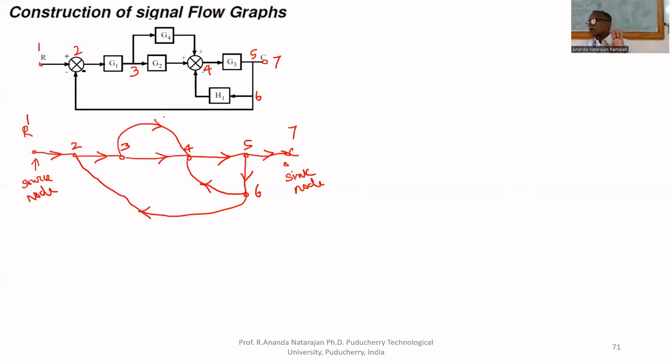That's all. We have marked the direction only. Now we have to mark the gain. This type of representation is called signal flow graph representation, SFG representation.